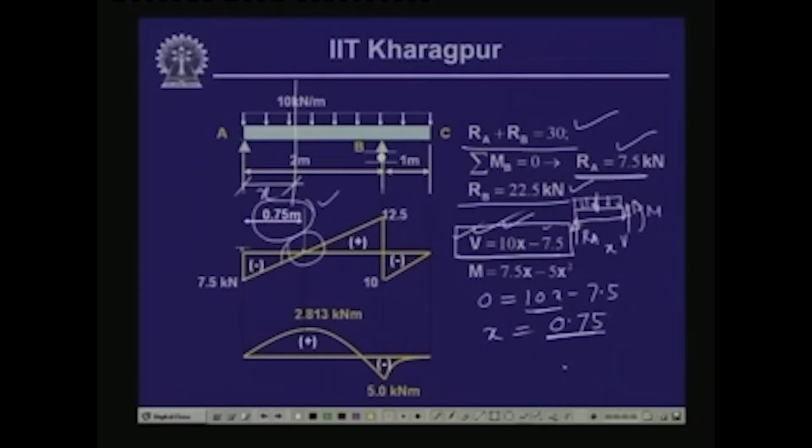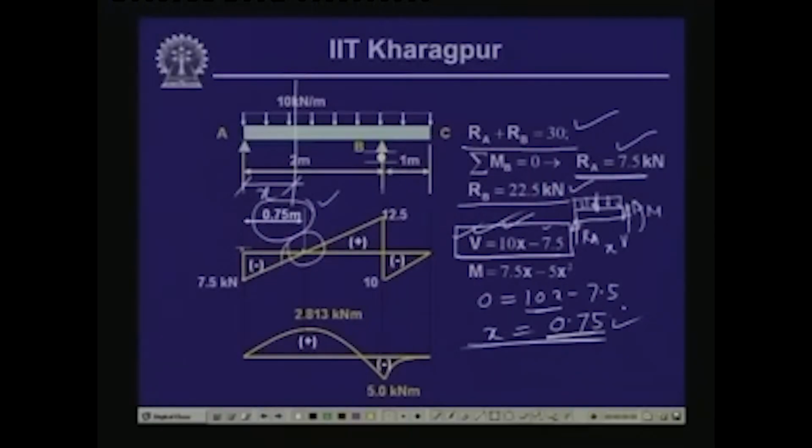Now, at the point of this zero shear force, as we have seen earlier, the possible places where the bending moment can be maximum are the points where the shear force is 0, or where the sign changes from positive to negative or vice versa. These are the places where you expect the bending moment to be maximum. So, here is one of the places where I expect that the bending moment could be maximum. So from 7.5 to 12.5 we get over here.